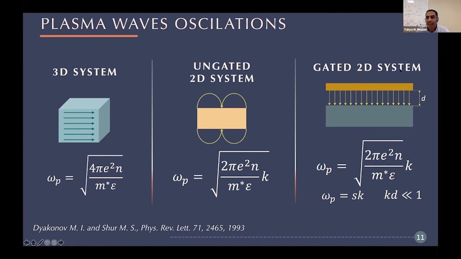But when we go to the gated 2D system, which is the case of transistors, we have a gate and a channel. This is the dielectric separation, D, between the metal and the channel.